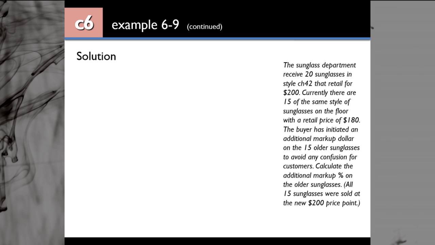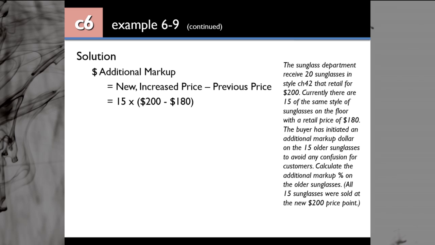So let's go ahead and start. How can you calculate the dollar additional markup? That will be the new, increased price minus the previous price. So that is how many sunglasses? It says for the 15 older sunglasses. So 15 multiplied with this additional dollar markup for each one. So that will be 200 minus 180. So your total dollar additional markup is going to be 300.